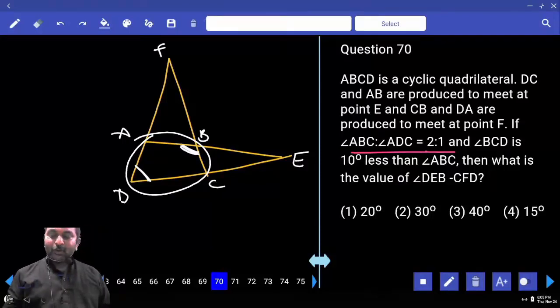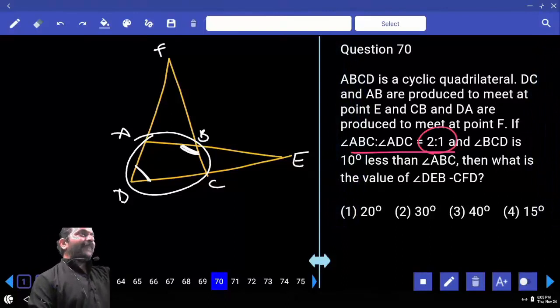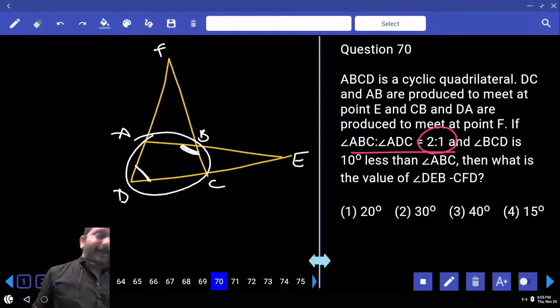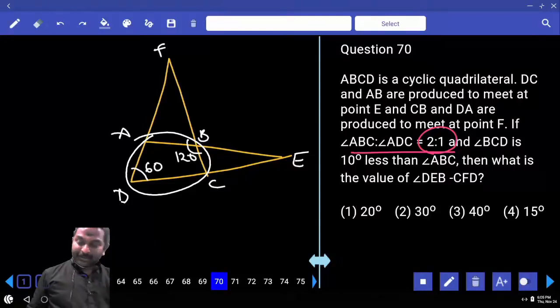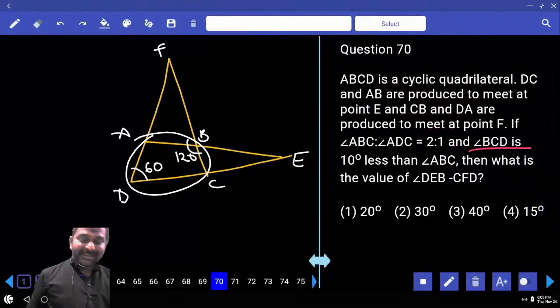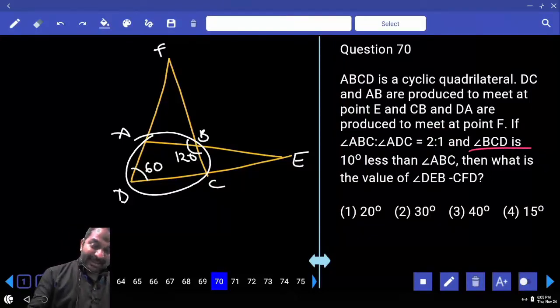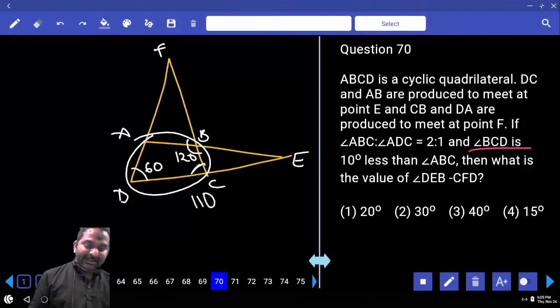That means 2 parts and then 1 part. 3 parts must be 180 degrees. 1 part, angle at ADC, ADC is 1 part, which is 60. Then this one is 120. Correct? Next, angle at BCD is 10 degrees less than angle at ABC, which is 110 only.